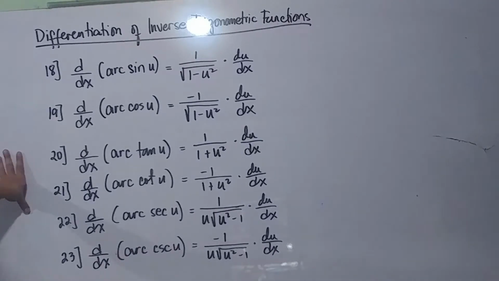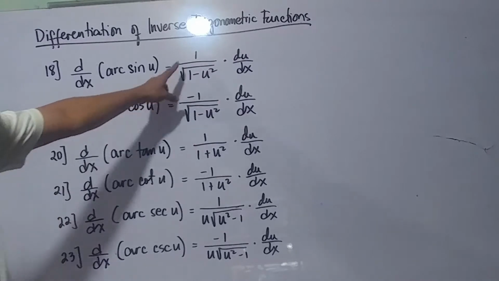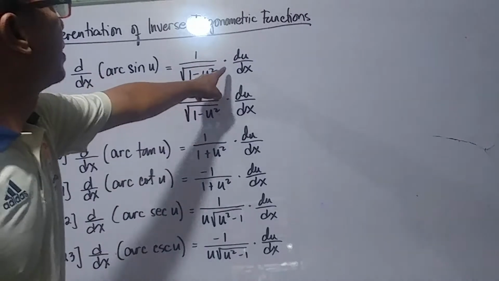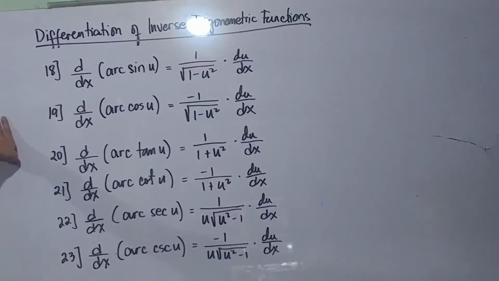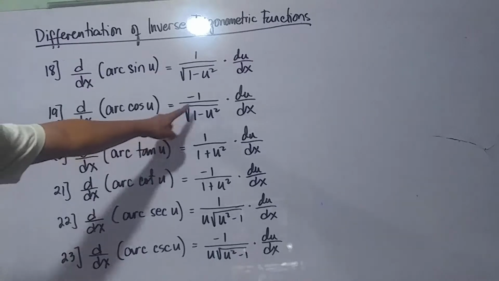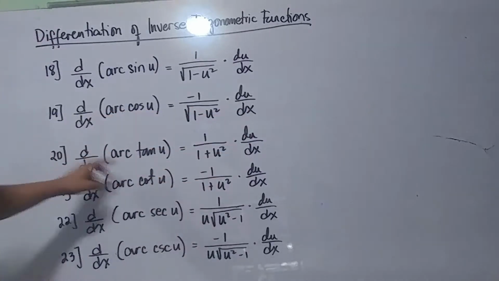So our topic for today is differentiation of inverse trigonometric functions. So we are now on the 18th formula. We have the differential of arc sine u is equal to 1 over the square root of 1 minus u squared times du dx. For the differential of arc cosine u is equal to negative 1 over the square root of 1 minus u squared times du dx.